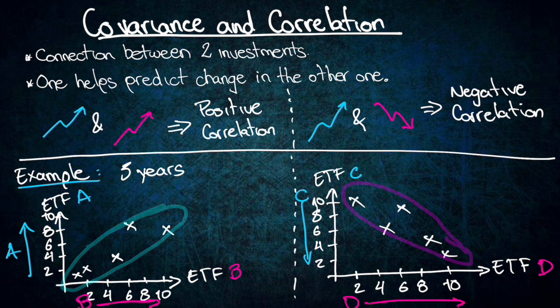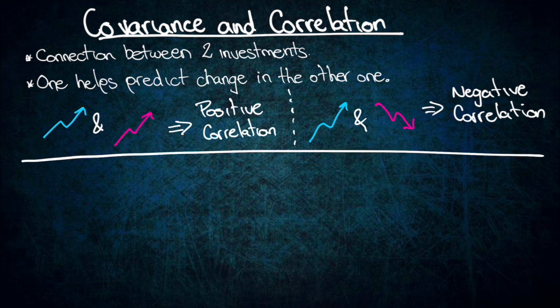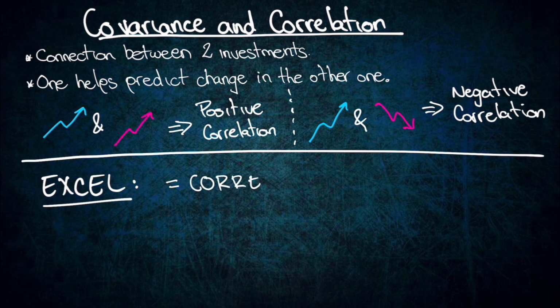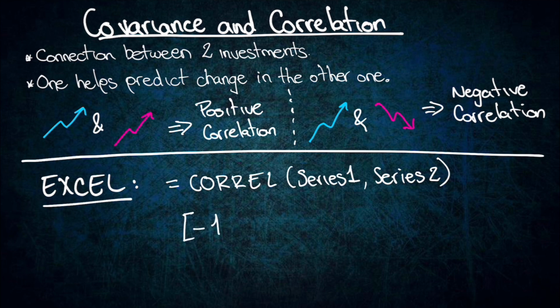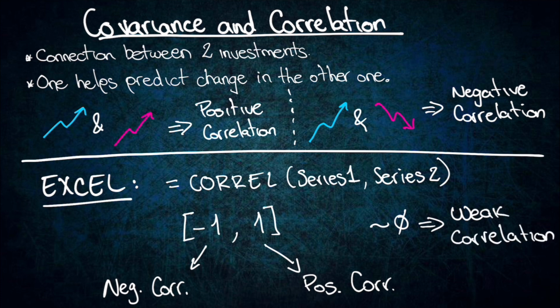and vice versa. Now, if we want to calculate the correlation, we will use the Excel formula CORREL, just until the L. It comes from correlation. And here we put two series of historical returns. With that, we will get a number between -1 and 1. -1 means perfect negative correlation, and +1 a perfect positive correlation. Numbers that are close to 0 will symbolize no correlation or a pretty weak one.